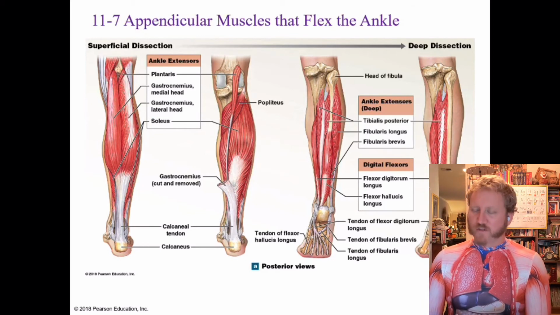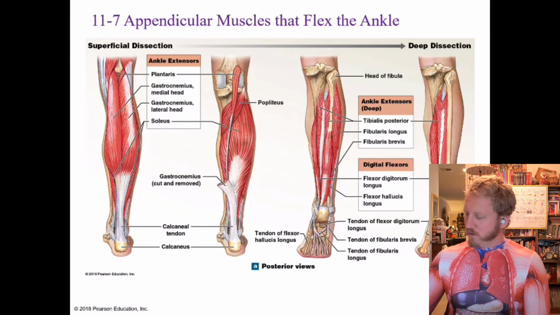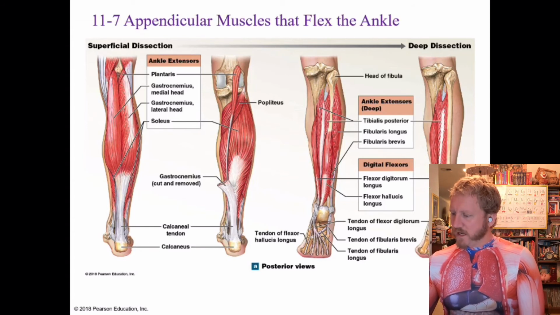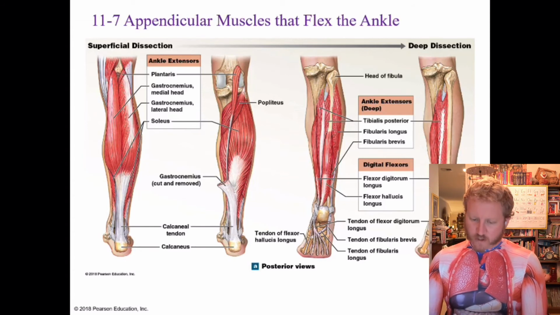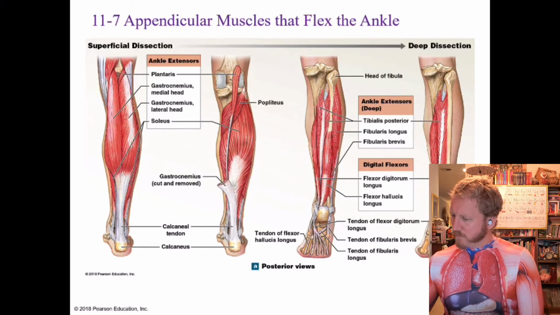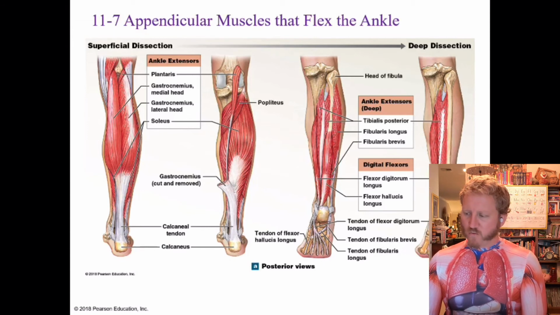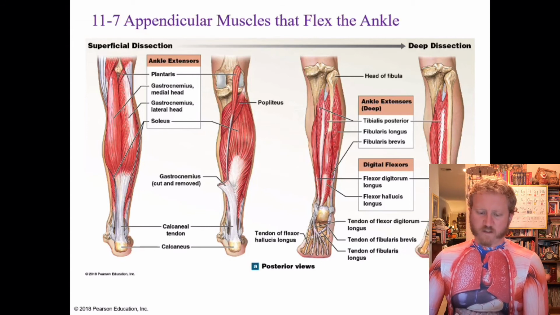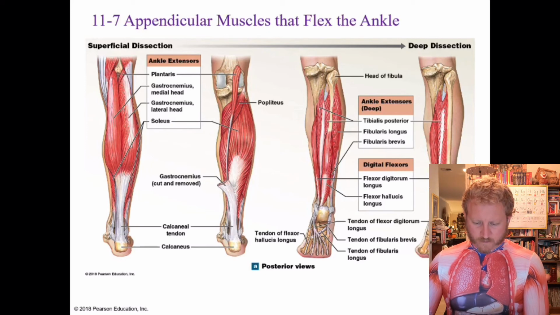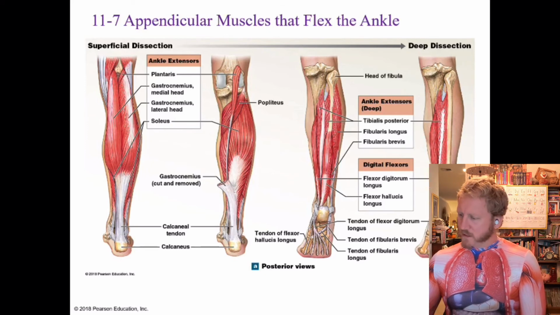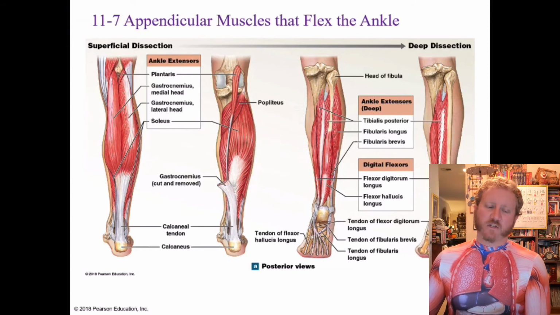Intrinsic muscles that produce flexion at the ankle is the tibialis anterior, which I think I mentioned. Nope, I did mention the posterior. So this will produce flexion of the ankle. Yep, that's it. And that opposes the gastrocnemius.